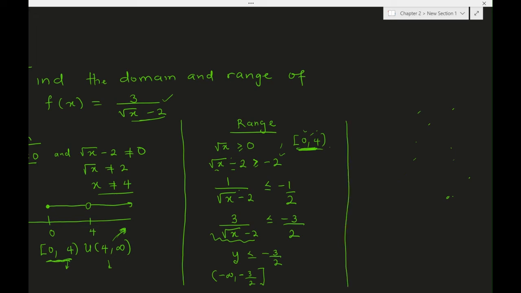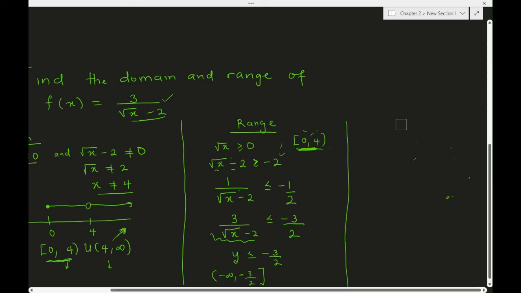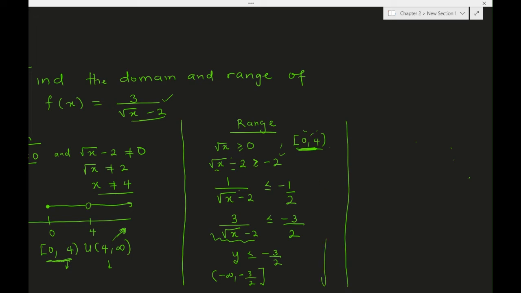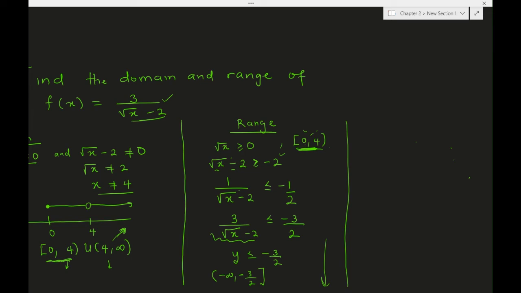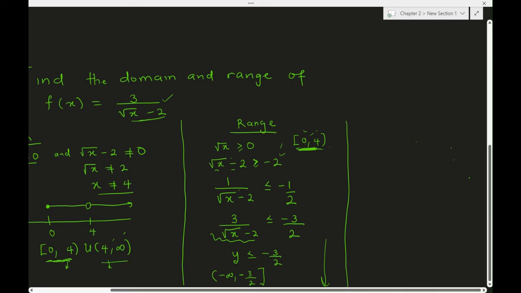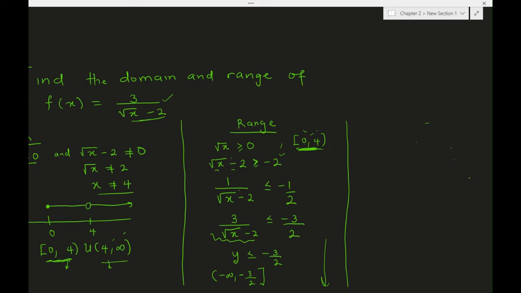So are we finished? No. Why did I say no? Because in this method, we only restricted our x to be coming from 0 to 4. But our x can come from where? 4 to infinity. So let's do that part now. So let's say now our domain is 4 to infinity.